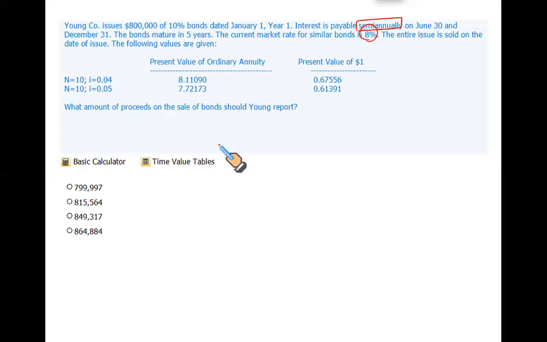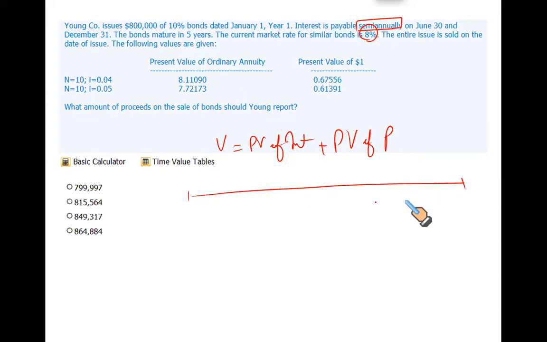Let us first use the conventional approach using the tables. We know the value of the bond is equal to the present value of interest plus the present value of principal. Let me draw the timeline. Remember, it is a 5 year bond, and since the interest is paid semi-annually, we will shift it into periods. 5 multiplied by 2, there will be 10 periods now. Period 1, 2, 3, 4, 5, 6, 10 six-month periods.